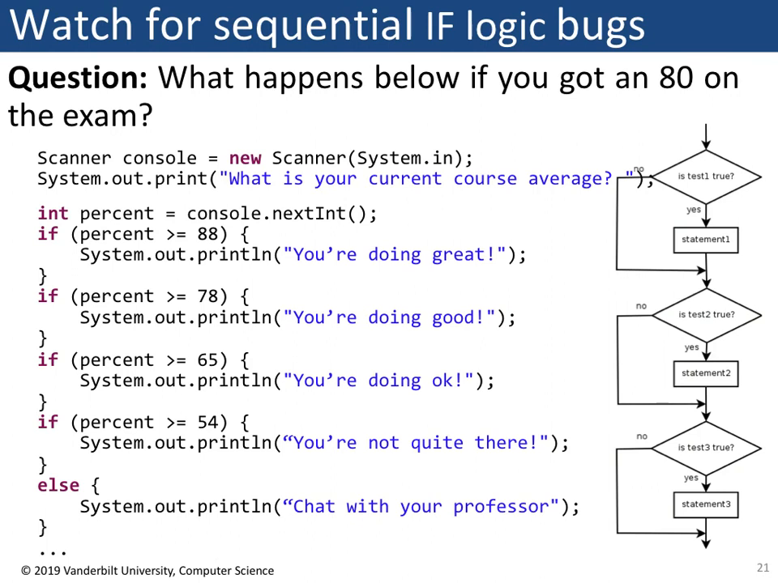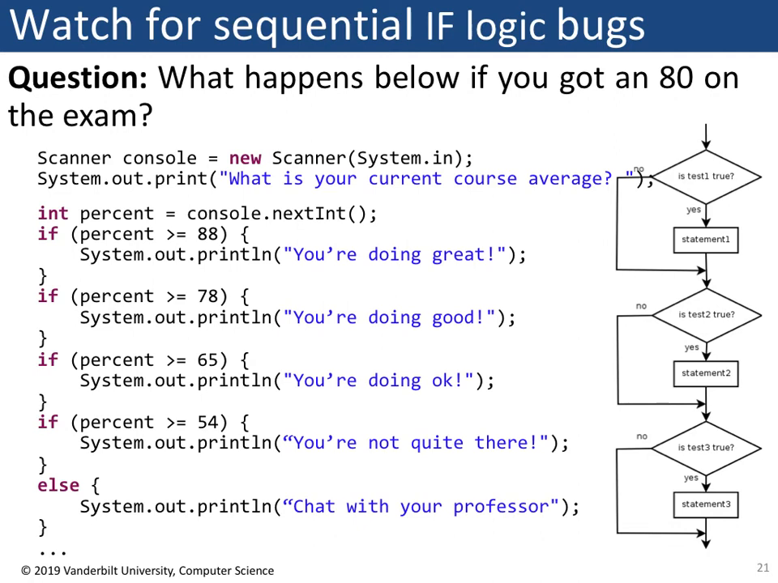So this is a situation where the professor wants to automatically print out some sort of an appraisal or feedback to students based on their grade. But it seems that they may have made a logical error. So what happens in the case where you receive an 80 on the exam? So this is presumably inside of our main function.